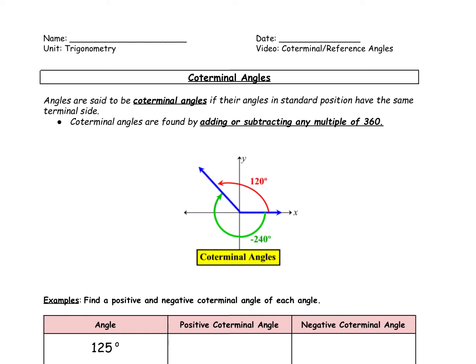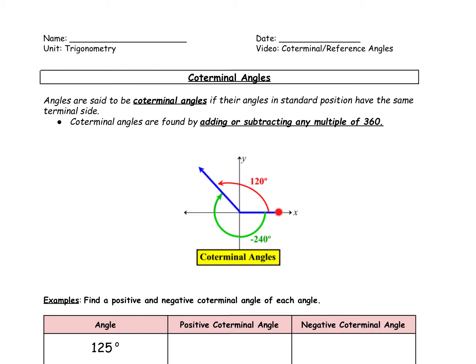Hi everyone. In today's lesson, we're going to talk about coterminal and reference angles. Angles are said to be coterminal if their angles in standard position have the same terminal side. And the way that you calculate coterminal angles is that you can add or subtract any multiple of 360. So let's show you what I mean by that.